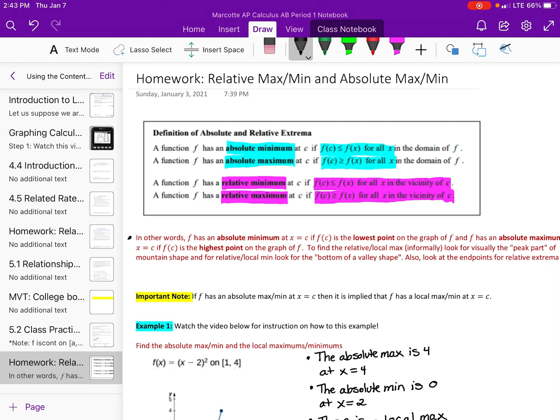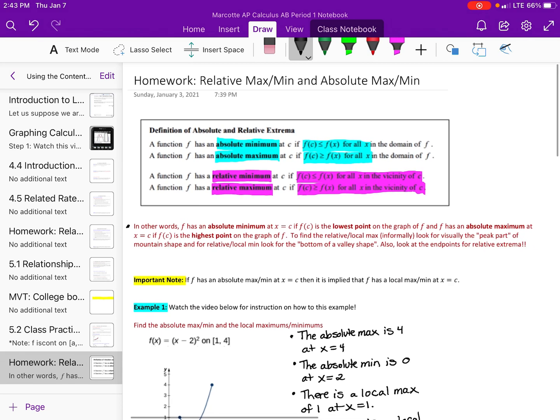Okay, so here I have the technical definitions for relative min and relative max, and you'll notice that the only difference between relative and absolute is at the end, after the inequalities and such, it says for all x in the vicinity of c instead of for all x in the domain of f.